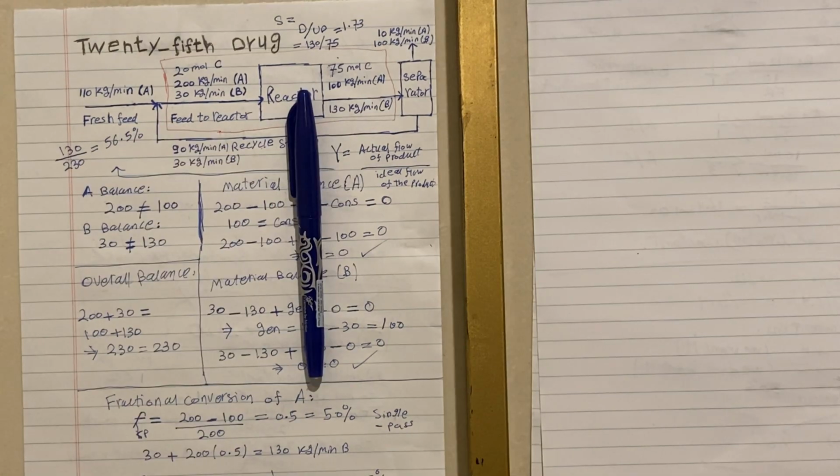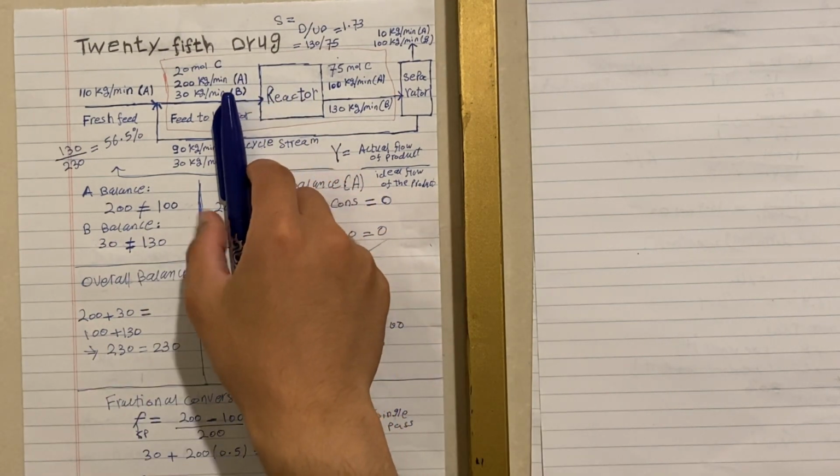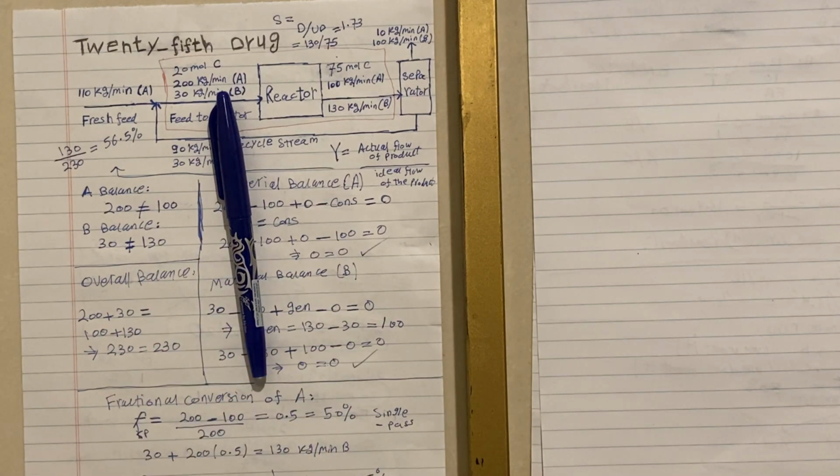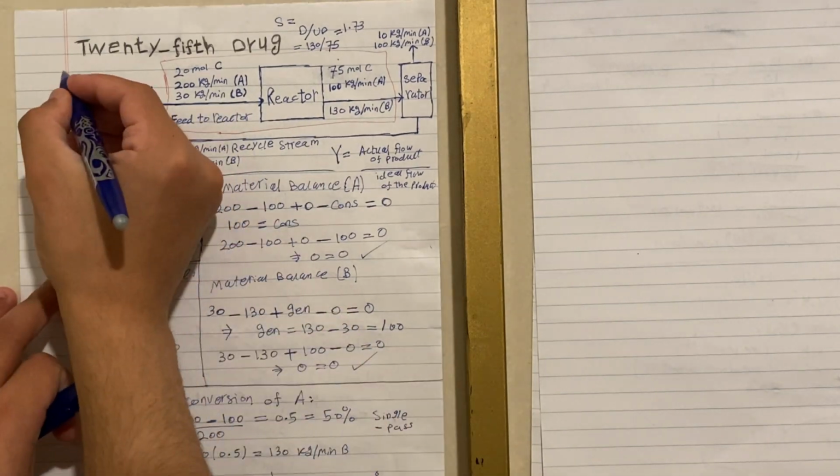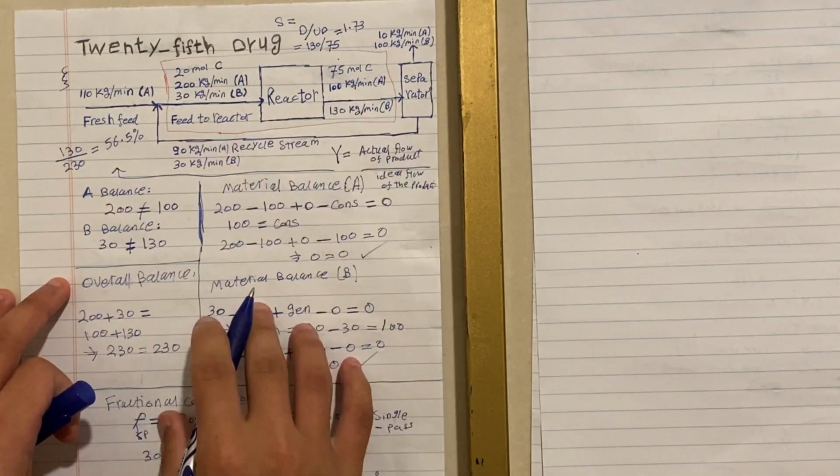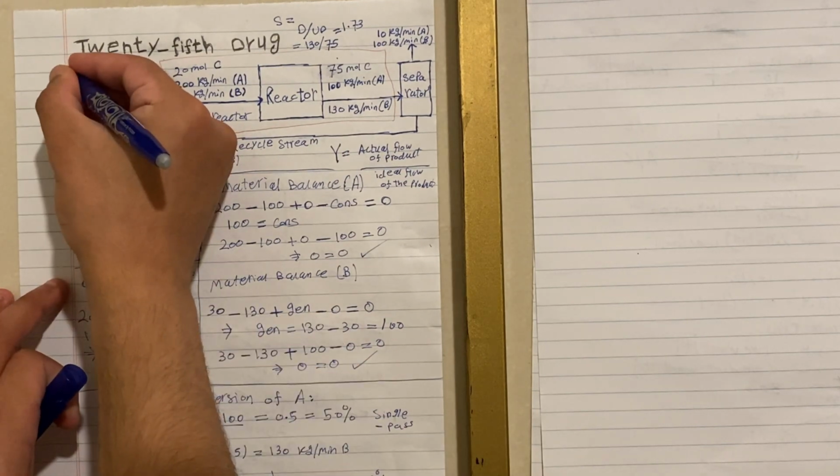The fractional conversion, the selectivity, and the yield will be types of information that we will need in order to completely solve material balance analysis for the reactive system. In the next video we will talk about something we really need also to find the flow that will leave the reactor, which is the extent of reaction.